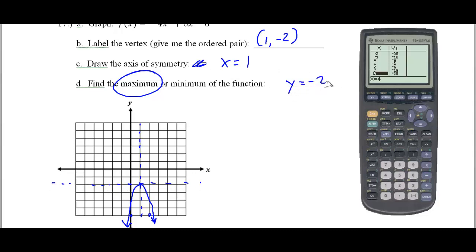Y equals -2. Now again, writing y equals -2 might be an option. Some professors only say, just write maximum there.